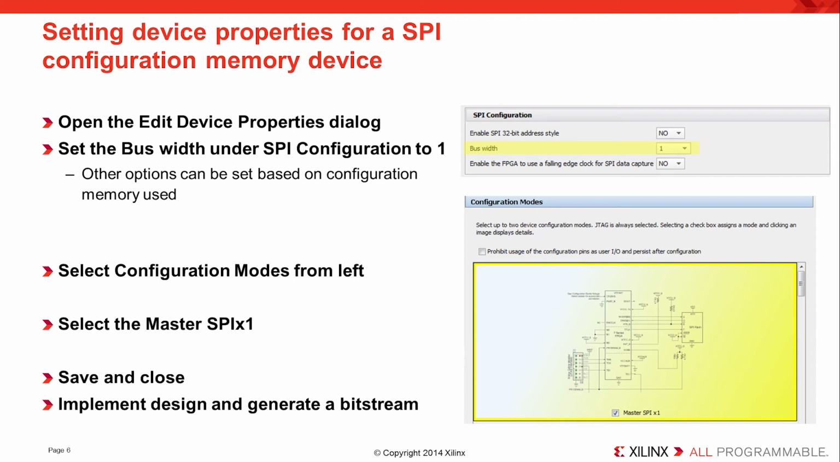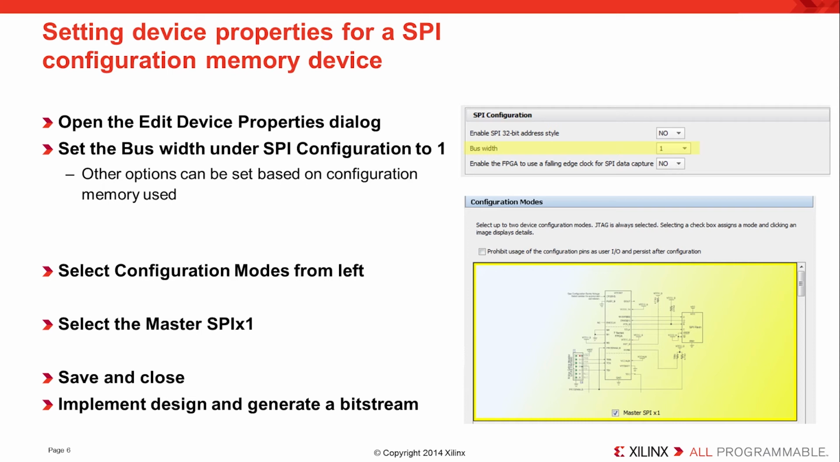Let's take a look now at how we go about setting the correct properties for generating correct bitstreams. We'll open up the Edit Device Properties dialog and look for SPI settings under Configuration. The default tool behavior is to leave the SPI bus width as none. This means you have to enter the correct bus width here. In this example, we'll set it to x1, so change the value of the bus width to 1.